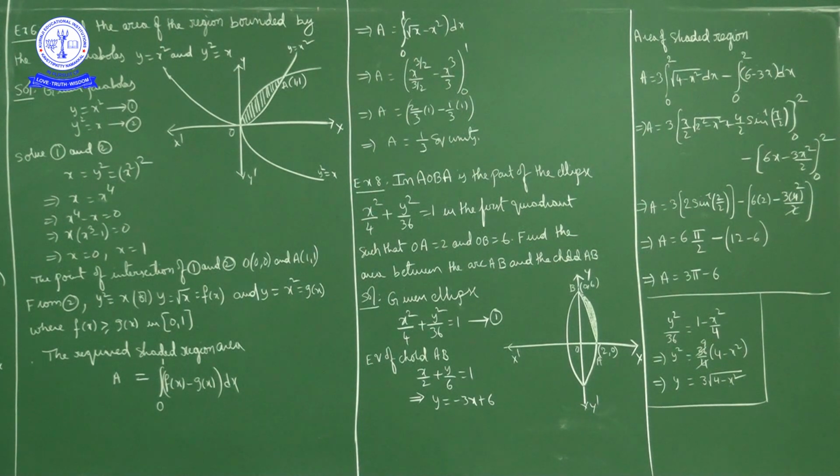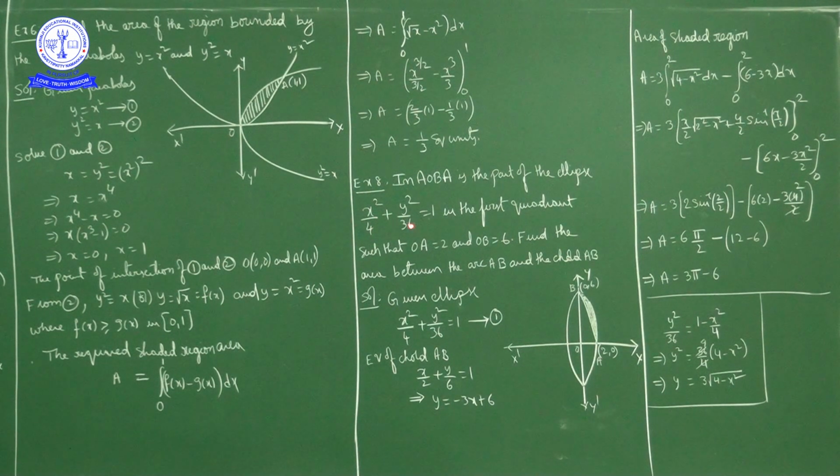Now first of all, what is the given ellipse? X square upon 4 plus y square upon 36 is equal to 1. This is a vertical ellipse because the denominator quantity in y is more than the denominator quantity in x.